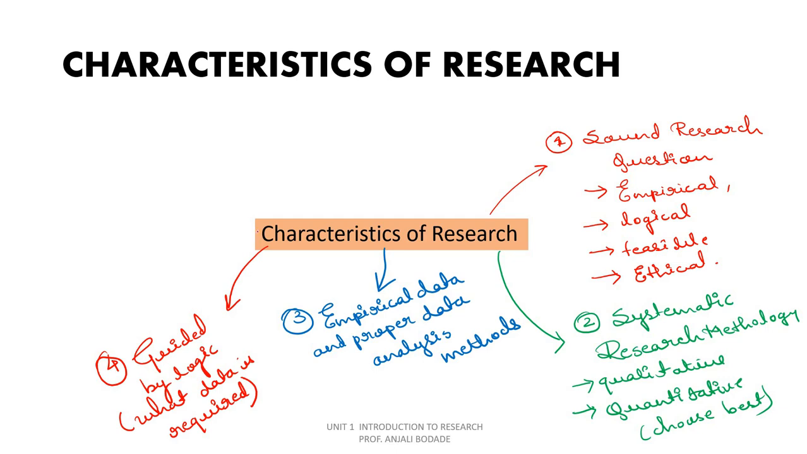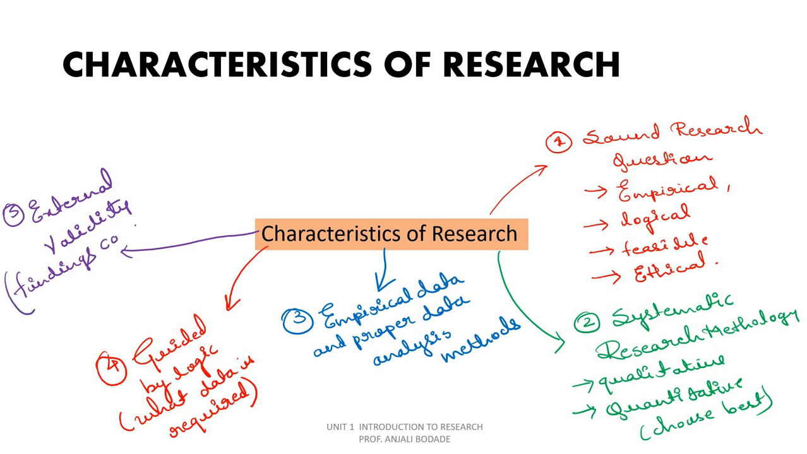Fifth, you have external validity. One of the characteristics of a good research is that it has external validity, which means the findings of the research can be applied in the real world. If the findings of a research can be generalized to other situations or used in a broader context, the research has high external validity, and this is the main aim of scientific research.